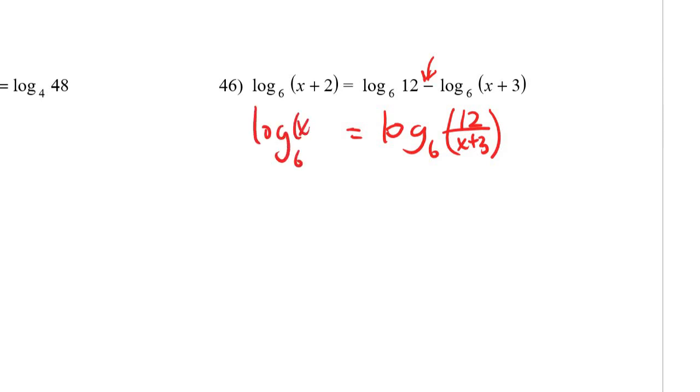You can never drop the log unless you make it only one log. Now we're ready to drop the log. It's going to be x plus 2 equals 12 over x plus 3.